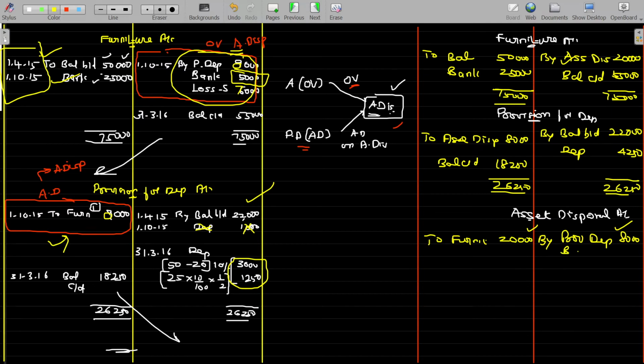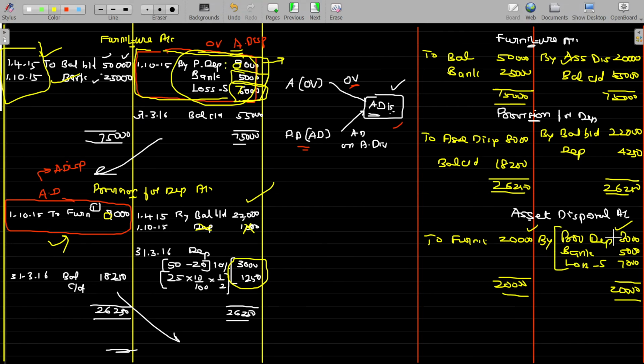As usual, bank 5,000. And because of the sale, we faced a loss. Loss on sale 7,000 rupees. If I tally, then automatically it gets closed, right? So in the asset disposal account, this entire block will be automatically transferable to the asset disposal account. This breakup will be available only in the asset disposal account. That's all. So, routed through the asset disposal account.